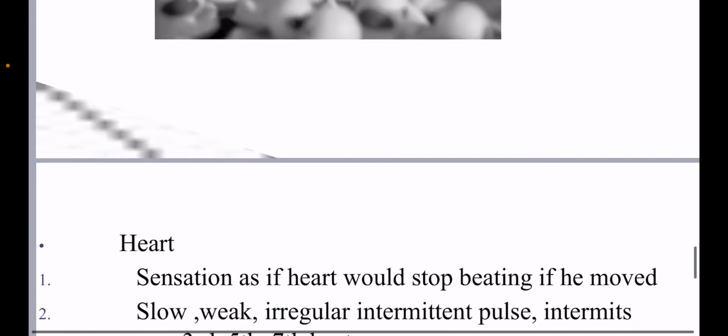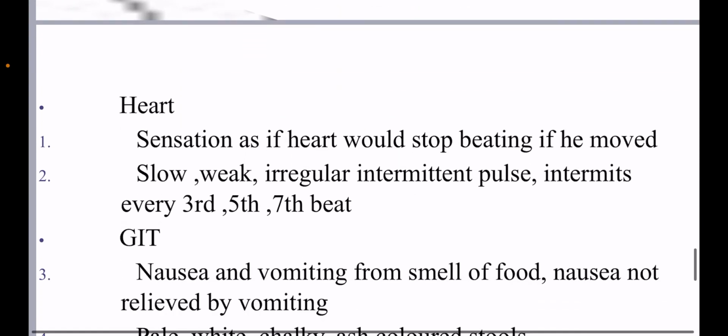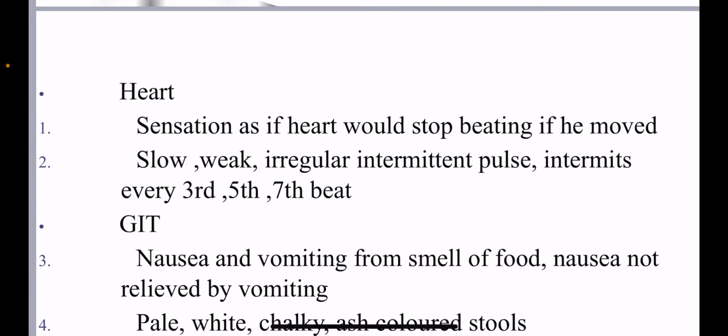Now let us look at the guiding symptoms of Digitalis purpurea. It would be a revision for you guys. Since we have read the particulars in detail, it will be very quick and easy now. Heart: sensation as if the heart would stop beating if he moved. So aversion to motion; slow, weak, irregular, intermittent pulse. We read when the pulse is heard: third, fifth and seventh beat.